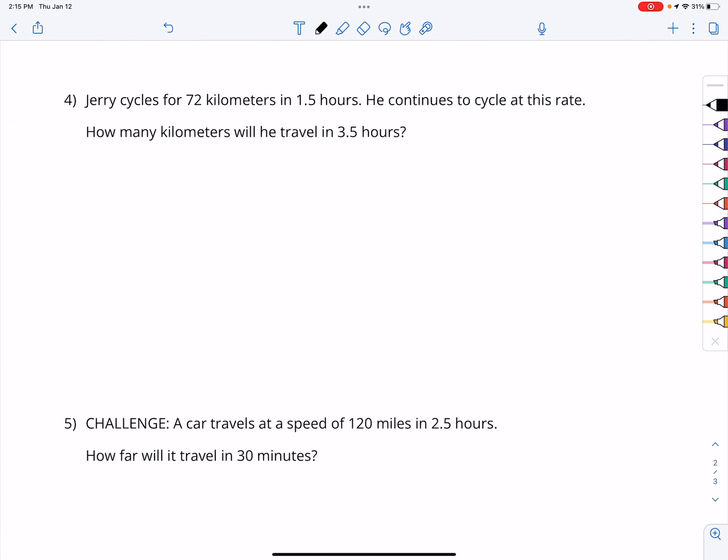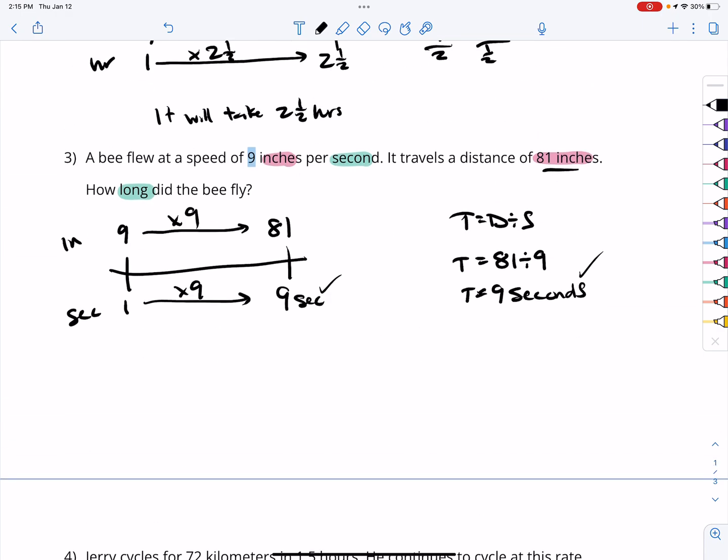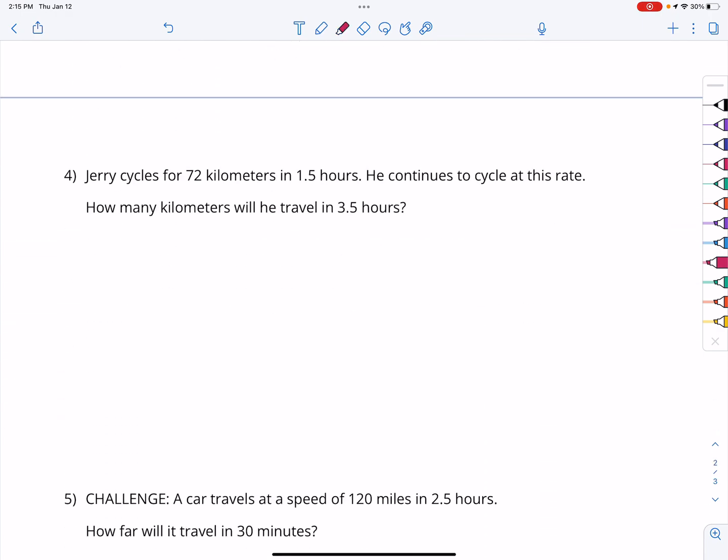Question number 4. Jerry cycles for 72 kilometers in 1.5 hours. He continues to cycle at this rate. How many kilometers will he travel in 3.5 hours? So, it's asking us about distance, which I think we color-coded red. So it's asking how many kilometers, what is the distance in this amount of time?